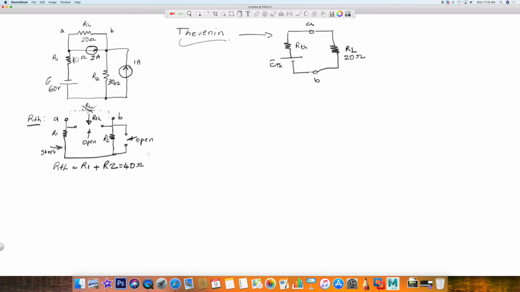Okay, now that we have RTH, let's go ahead and look at ETH. And this is going to be done in several parts. So we're going to look at each part with one single generator at a time. Okay, so we will start with the voltage supply in place, but the current supplies will be open. And again, between A and B, it should be open, no load.